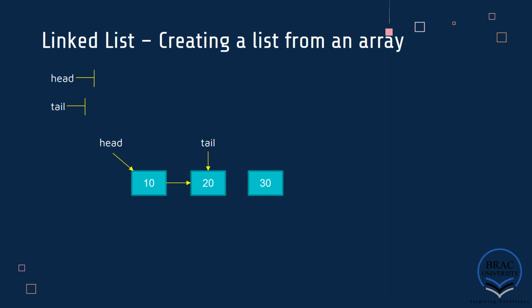Okay, so connected, the tail is updated. Similarly for 30, I have to connect the tail node reference with the next. So I updated tail.next equals 30 and updated the tail. Then we have the last element, which is 40. Similar to 30, the node that tail refers to will have its next variable set to the new node with the value 40, and tail will be updated. This is how we generate the linked list from an array.